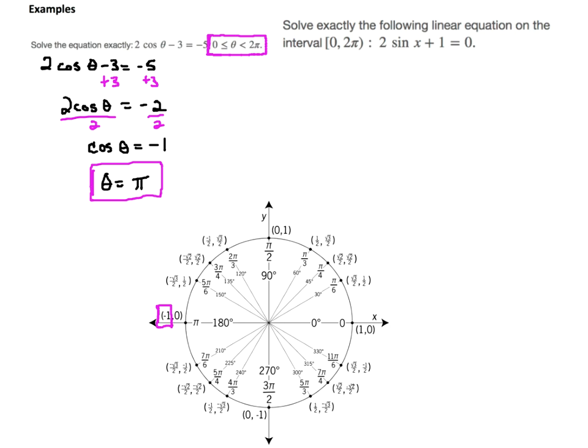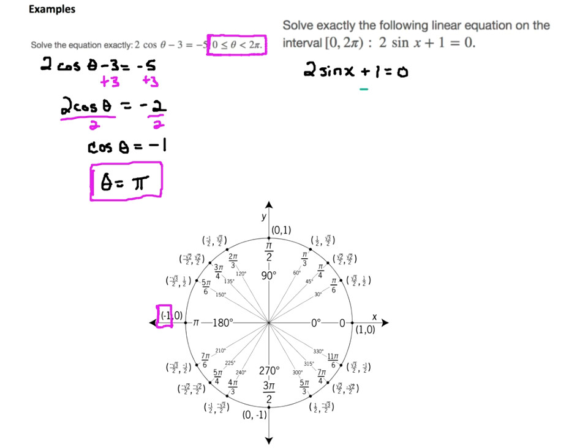Moving over here, once again we have this interval between 0 and 2 pi, non-inclusive. We start out with 2 times the sine of x plus 1 equal to 0.